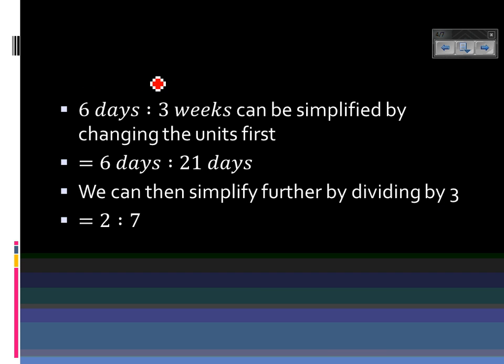So, we've got 6 days and 3 weeks. They're in different units. So to get from 3 weeks to days, we're going to multiply this one by 7 and we get 21 days. Once we've done that, we can simplify it down further. We can get rid of the units. We've got 6 to 21. Then we can divide by 3 on both sides. Once we've divided by 3, we get 2 is to 7.